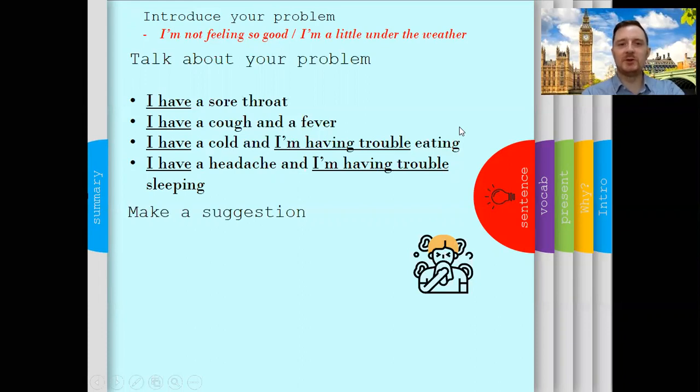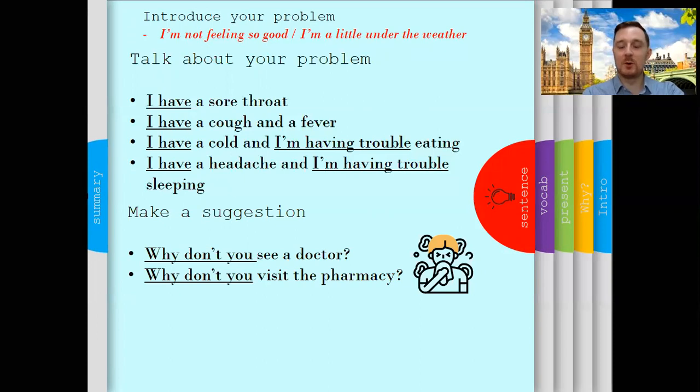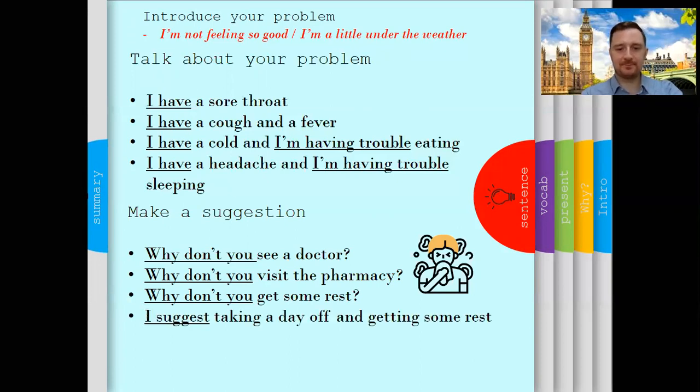So what about when you want to make a suggestion? Remember, we have two structures for this one also. Why don't you see a doctor? So remember, we have the first option was why don't you plus the suggestion. Why don't you see a doctor? Or why don't you visit the pharmacy? Okay, visit the pharmacy and talk to the staff and see if they have some medicine for you. Again, why don't you get some rest?